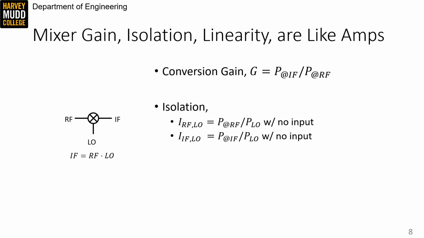Isolation describes how much of the powerful LO signal leaks into other ports. This is an extremely important specification because LO appearing at other ports can cause a lot of mischief. LO on the RF port can re-radiate out of the antenna, and LO on the IF port can cause intermodulation with the IF signal.